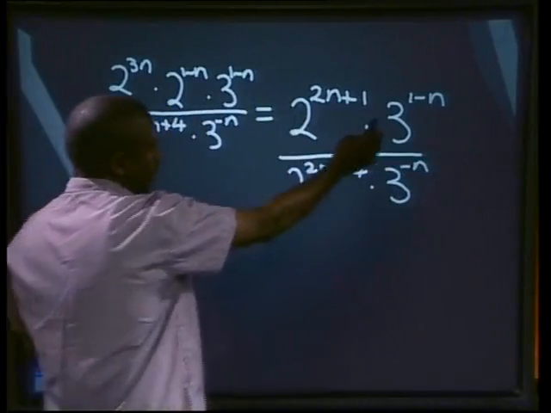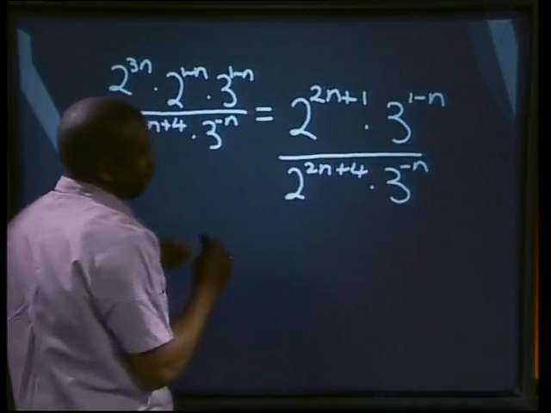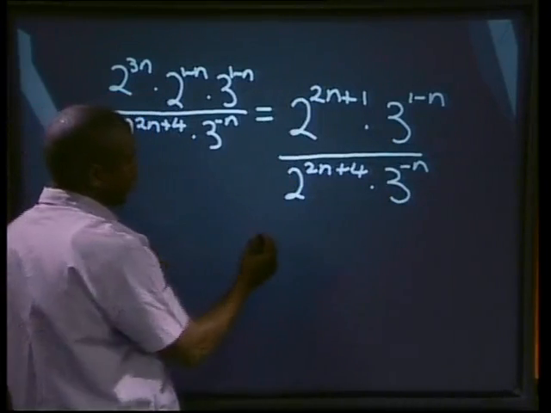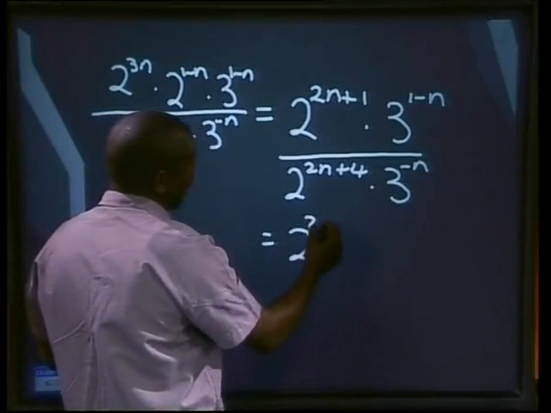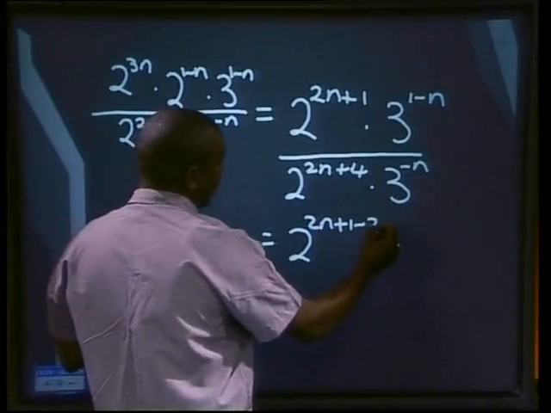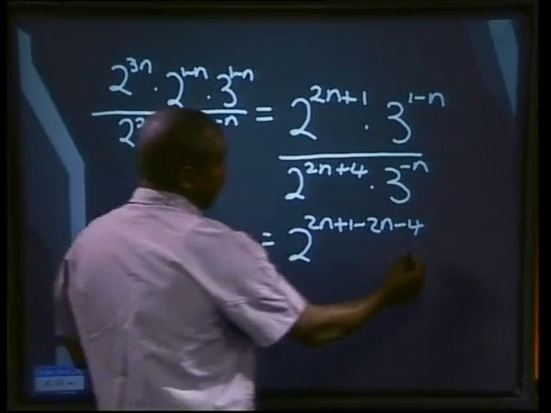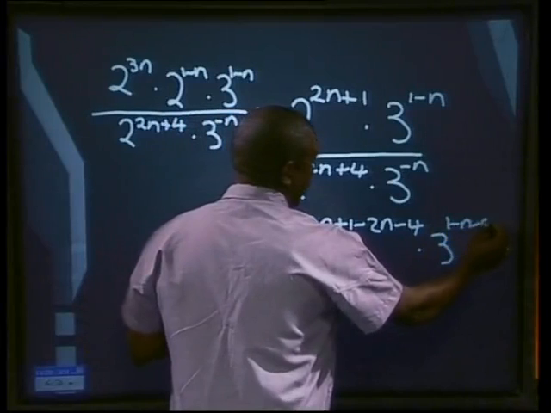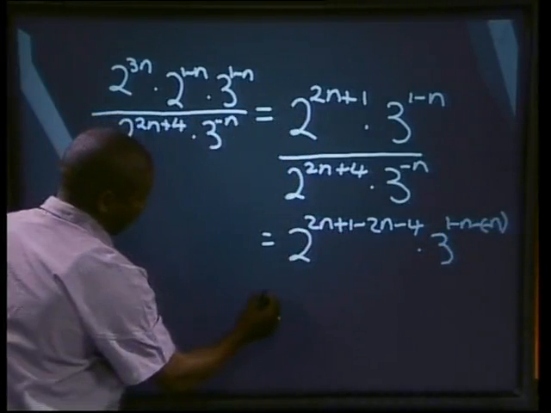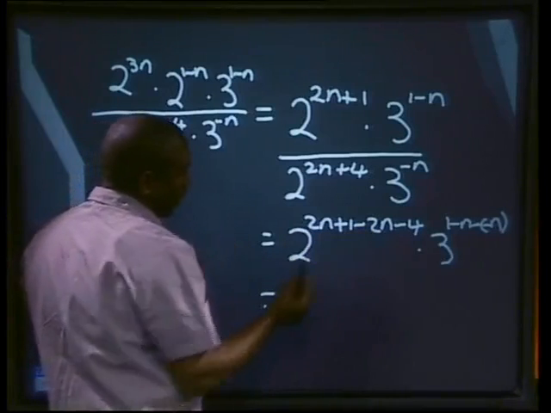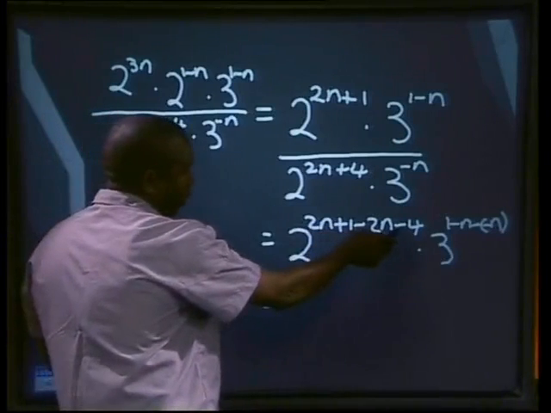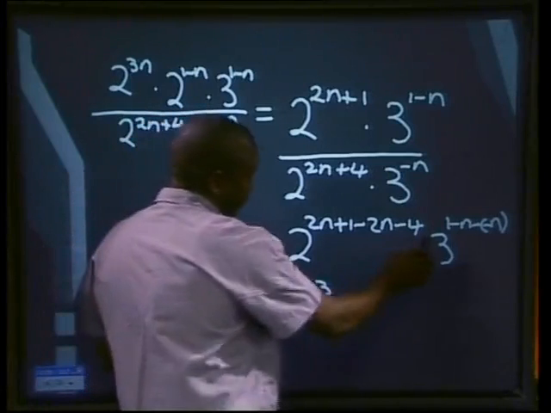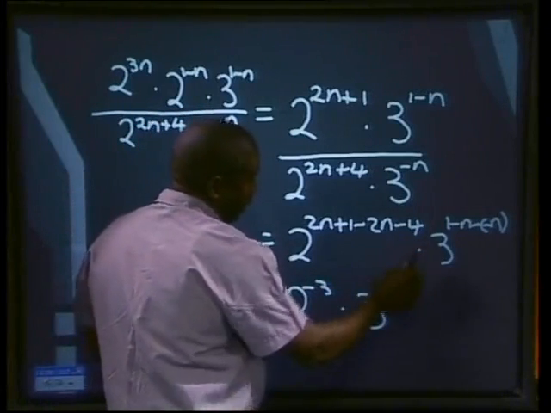The bases are the same there and the bases are the same here, and we are dividing. We apply again our second law. It says if the bases are the same, we simply subtract the exponents. That will give us 2 to the power of 2n plus 1, you take away 2n, and 4 multiplied by 3 to the power 1 minus n, take away minus n. That will give us the 2n and minus 2n will give us 0. 1 take away 4 will give us 2 to the power of minus 3 multiplied by 3 to the power of 1 minus n.